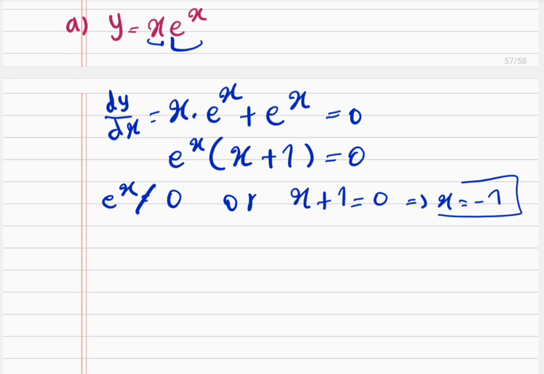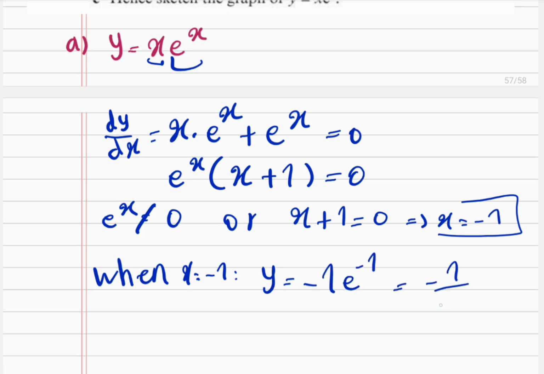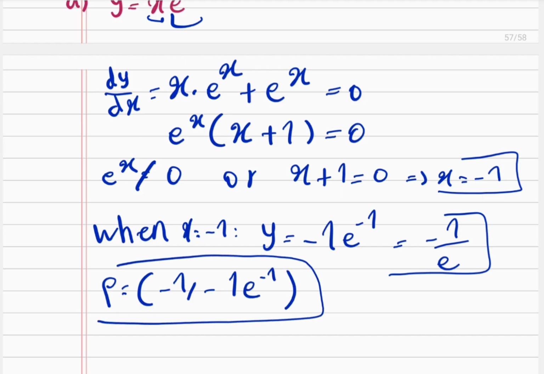So that means we need to substitute minus 1 into the main equation, which is y is equal to x e to the x, in order to find the y coordinate. So when x is equal to minus 1, y is equal to minus 1 times e to the power of minus 1, or we can write this as minus 1 over e. So this is basically the answer to part A. So the stationary point has the coordinates (minus 1, minus 1 times e to the power of minus 1). So this is the answer to part A.